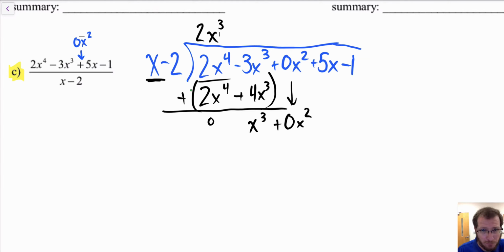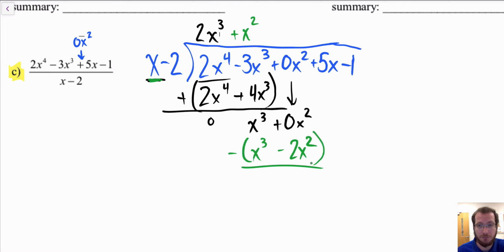We're going to say, what can I multiply by x to get this leading term? Well, I need 2 more factors of x, so I've got an x squared. And then we're going to do the same thing as we did last time. We're going to multiply this x squared by x minus 2. So we get x cubed minus 2x squared, and subtract. All right, and we're going to keep going until we get down to a constant or a 0.